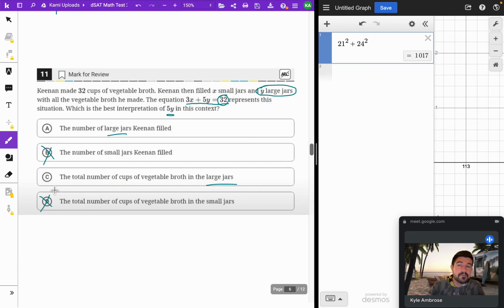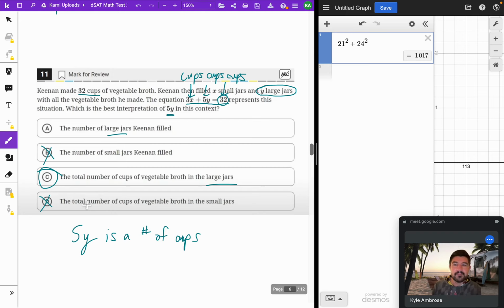So now, is that the number of large jars, or is it the total number of cups in the large jars? Let's see. 5 times Y. So because 32 is a number of cups, and 32 is over here, right? The units in these equations have to be consistent. So it has to be cups plus cups equals cups, right? We can't have some other unit. And so 3x and 5y are both a number of cups. So 5y is a number of cups, just based on the units. So it seems like it's going to be the total number of cups in the large jars.